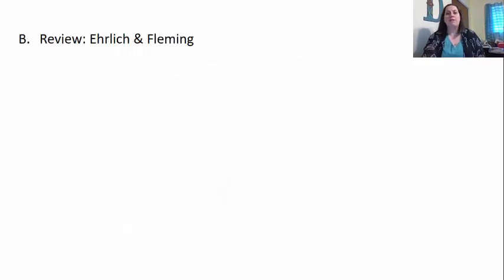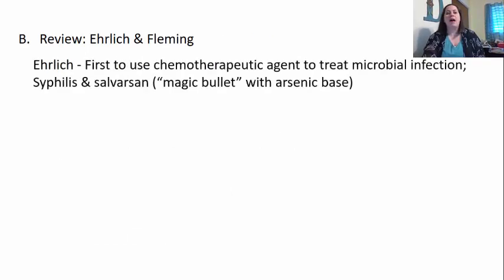All right, so a quick review. Ehrlich and Fleming. When we look at this, Ehrlich was the first to use a chemotherapeutic agent to treat microbial infections. He is the one that treated syphilis with salvarsan. This is what they thought was the magic bullet of treating all potential infections. However, it does have an arsenic base.